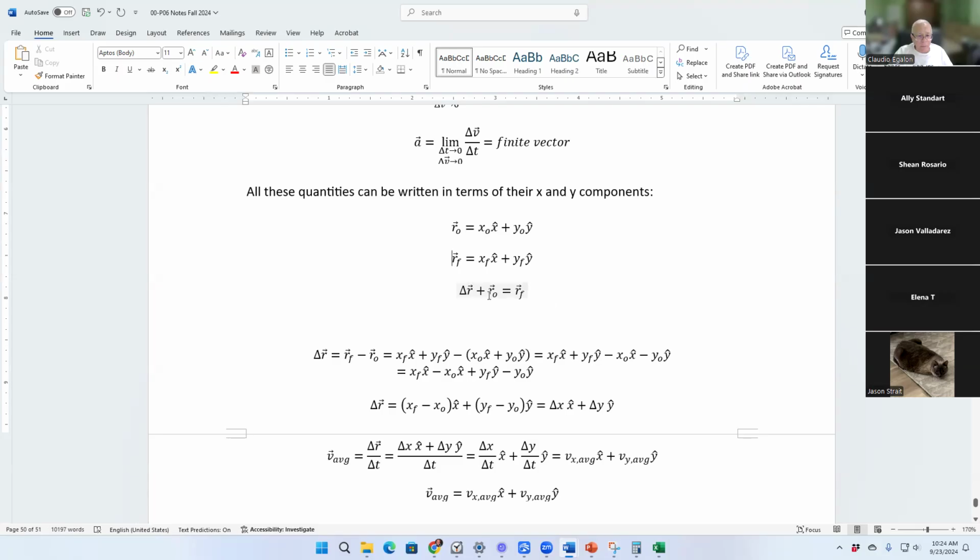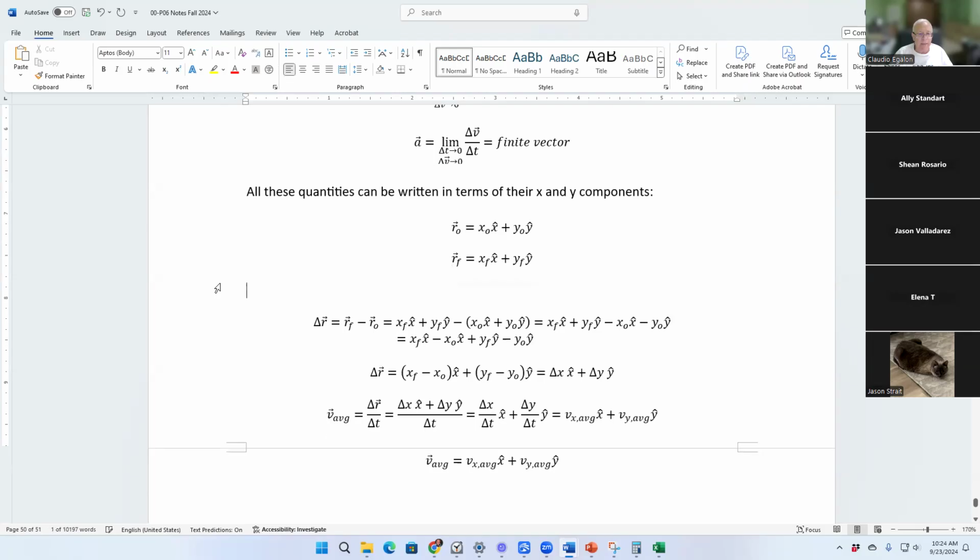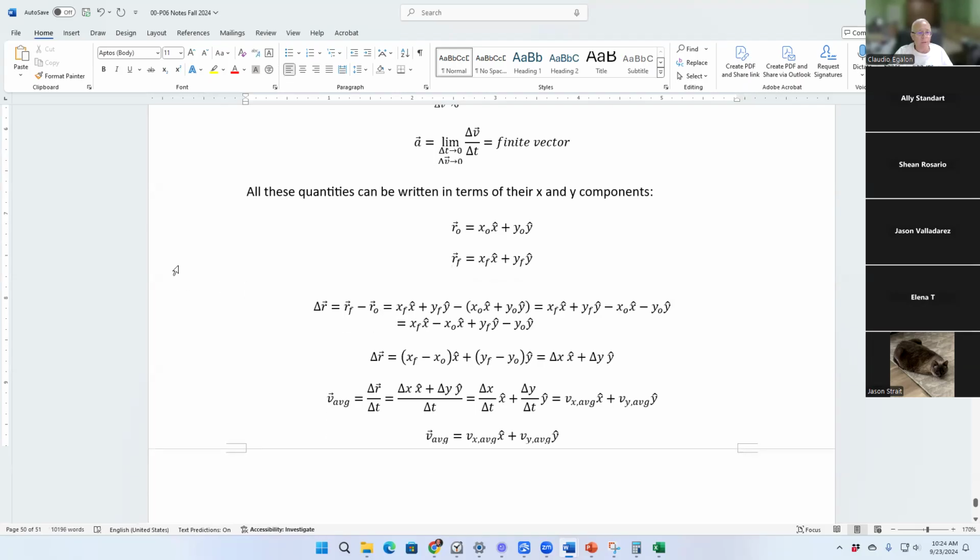And then if you want to write down the delta R, let me take this one out, we don't need that. We just go ahead and write that in terms of the components of delta R. Here's the initial position, here's the final position. We collect all the components along the x-axis to simplify our notation.